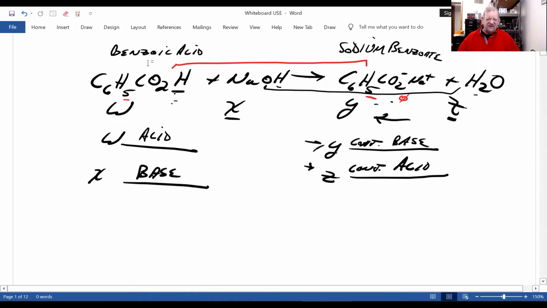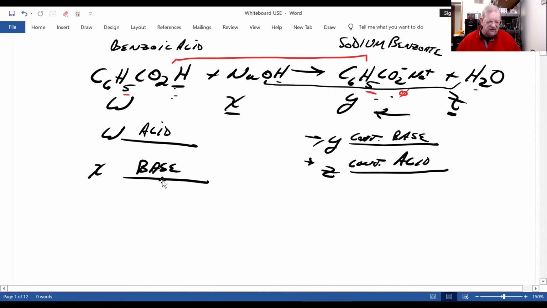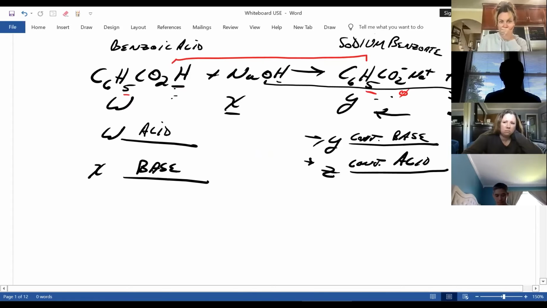And that's how you do it. W is acid, X is base, Y is conjugate base, Z is conjugate acid. And that's how you do it. And now I've kept my promise that I've covered everything at least twice or 3 times.